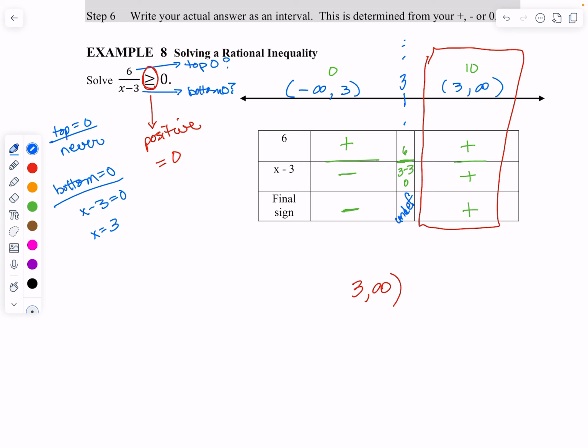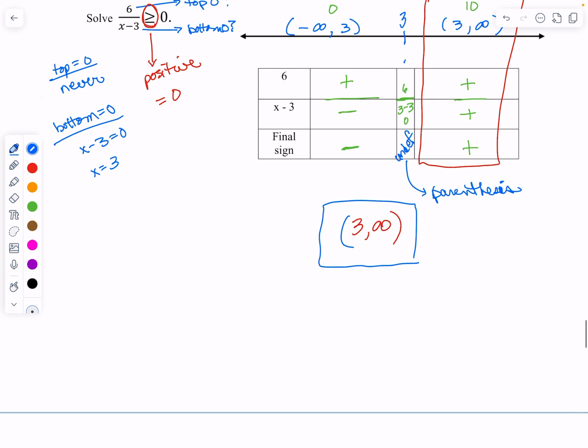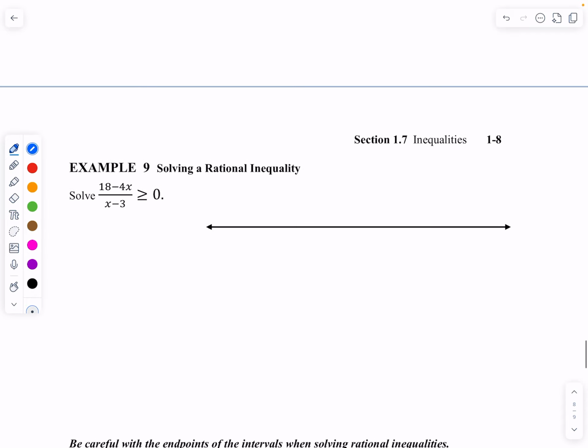If you put a 3 in there, you've got a problem. So 3 cannot be an answer. That means this one is also going to be parentheses. If it's undefined, you will always have a parentheses at that point. So that's my final answer, from 3 all the way up to infinity. All right, let's work the final problem.